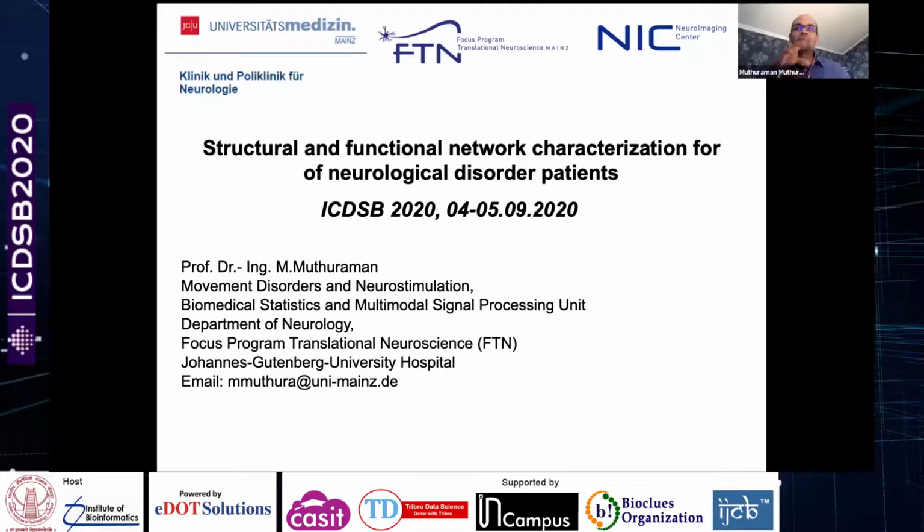So I would give an overview of our research here, what we are doing in our group. That's why it's titled Structural and Functional Network Characterization for different neurological disorder patients. First I give you some introductory slides and then go on with some real application of data, because what we do is that we try to analyze these data and then we go into the application of helping the clinicians basically to identify some markers for their clinical therapy.